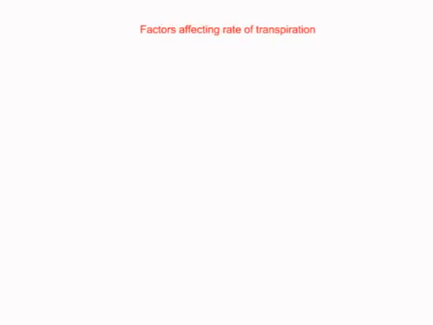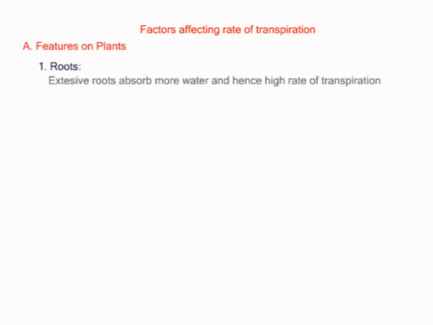Factors affecting the rate of transpiration. Now, the rate of transpiration is affected by features on the plant such as the cuticle. Environmental factors also affect the rate of transpiration. We start with features of the plant, and the first one is the roots. Plants with an extensive root system have a higher rate of transpiration than those with few roots. Why? This is because the extensive roots absorb more water, and therefore more is available in the substomatal space and therefore is lost through the transpiration process.